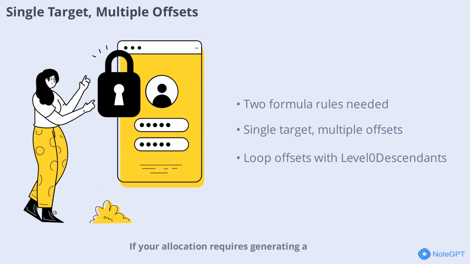If your allocation requires generating a single target line with multiple offset lines, define two allocation formula rules. The first rule generates the single target line using a parent account as the source. The second rule creates multiple offset lines by looping through child accounts with the @level0 descendants function.